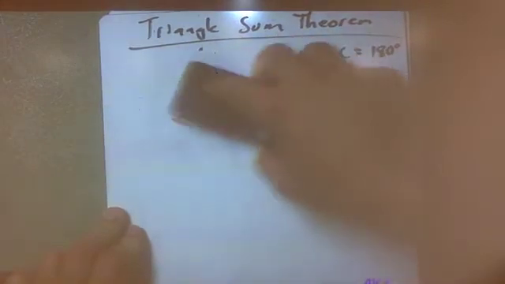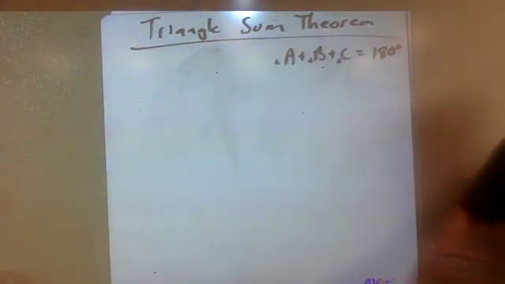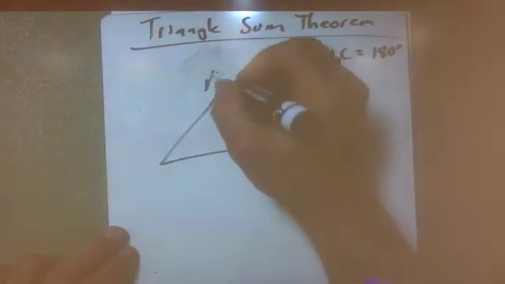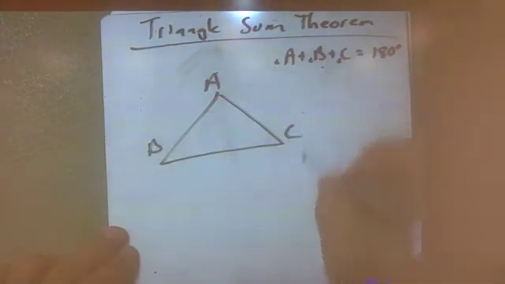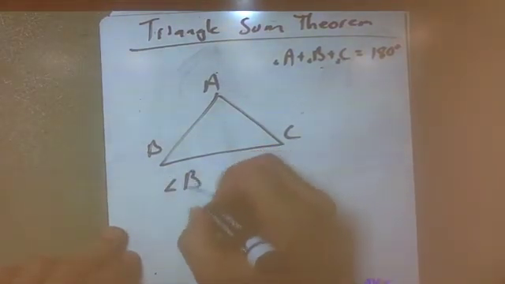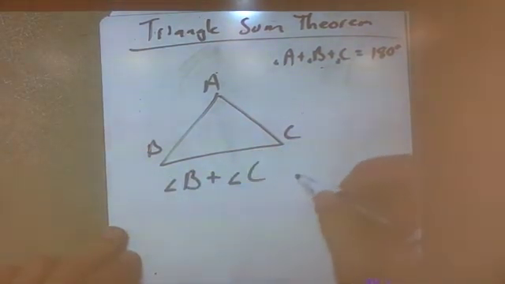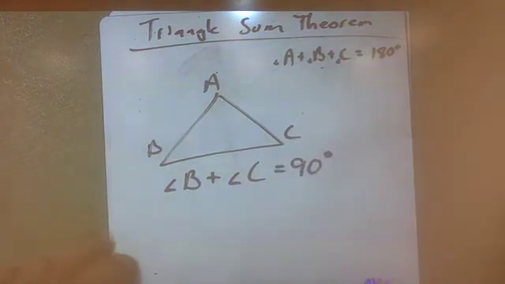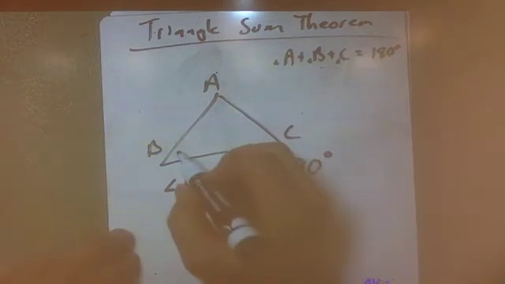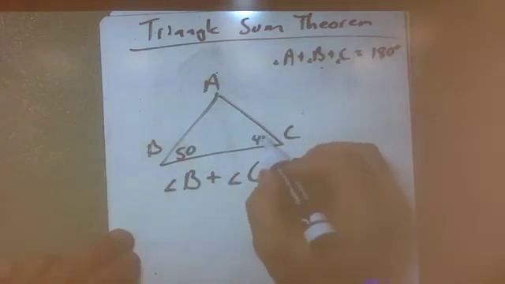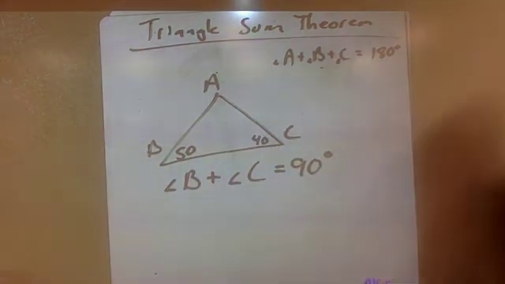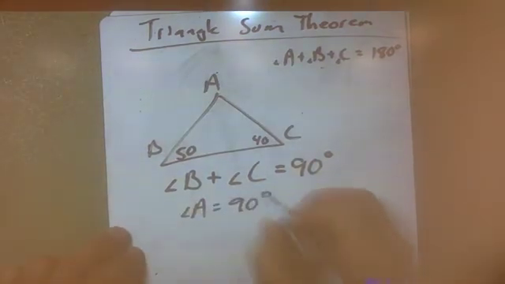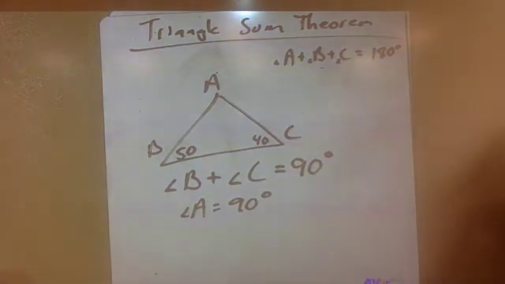You might have something about the theory of it or the concept of it. For example, let's make triangle ABC here. What if angle B plus angle C is equal to 90 degrees? So for example, let's say this is 50 and that's 40. What would that say about angle A? Well, angle A would have to be equal to 90 degrees also, because 90 plus 90 is 180.